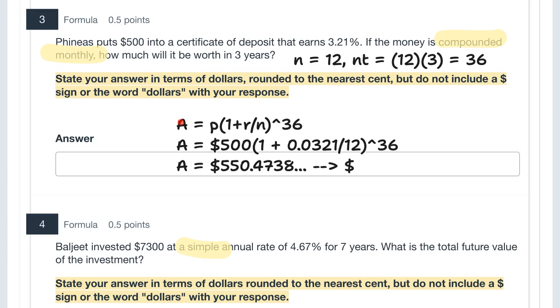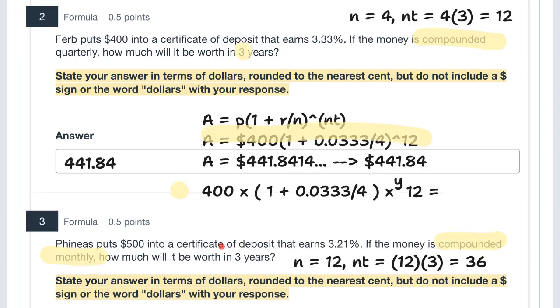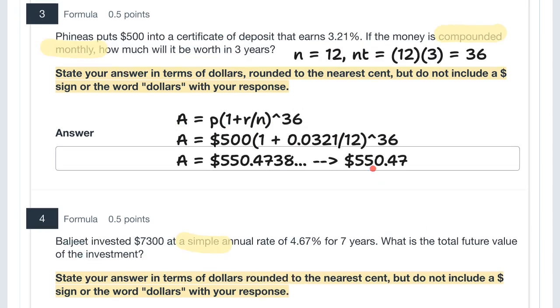So this is 550.47. It's asking for the total future value, right? How much will it be worth in 3 years? This is similar to the other one. If it was asking for just the interest, the interest on the $500 would be $50.47, but it didn't ask for just the interest. It asked for the entire future value, 550.47.